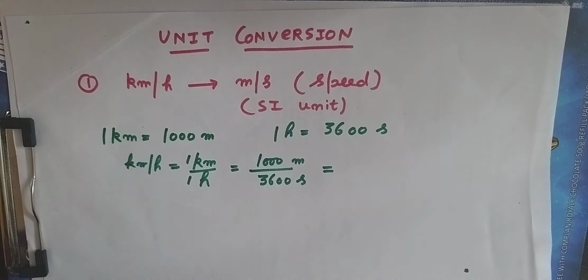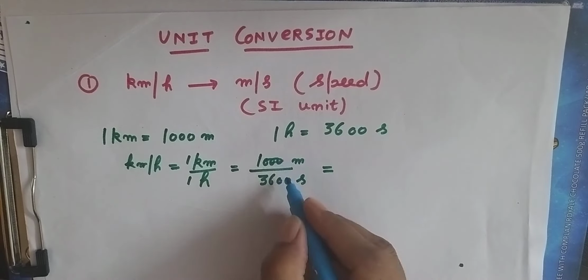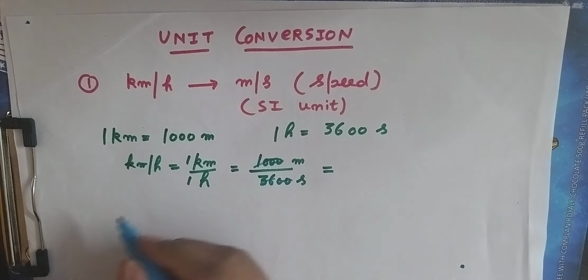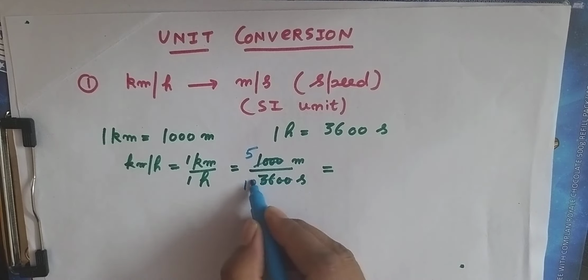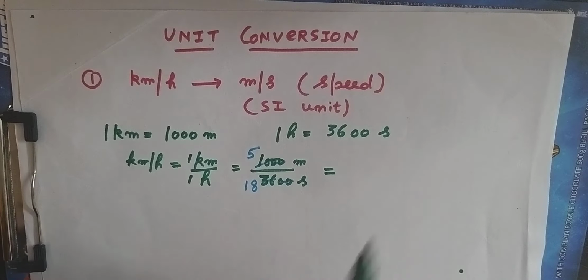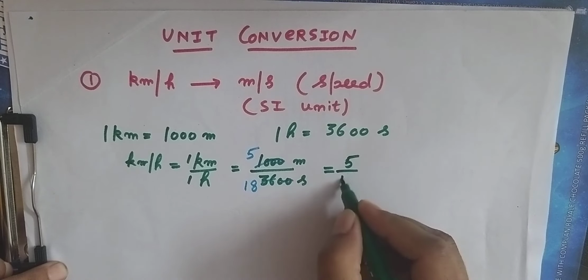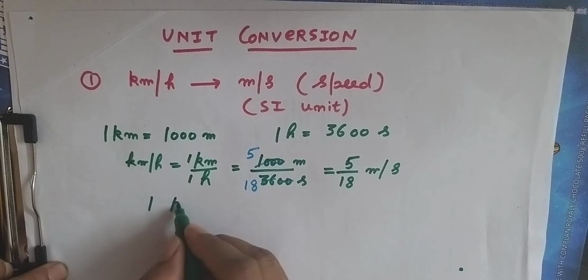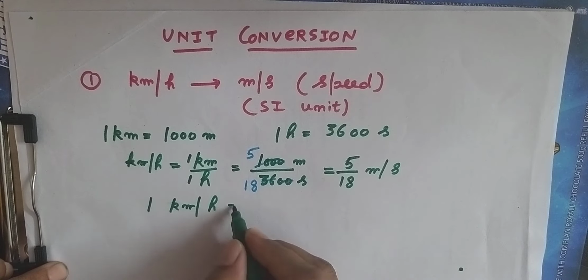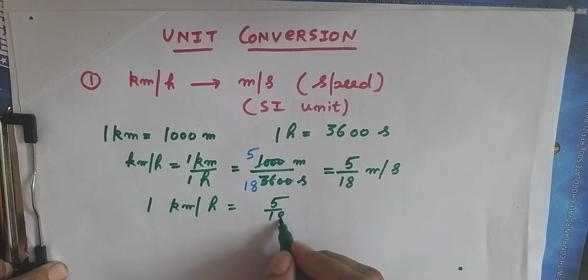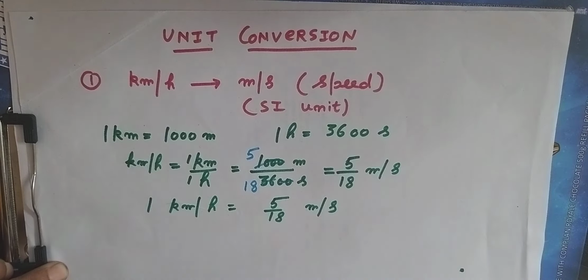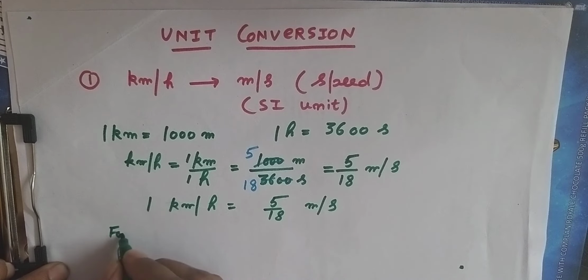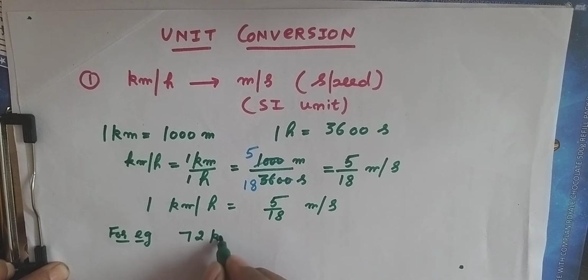Simply we can cut these two zeros and we can cancel 10 and 36 using 2. So here it will be 5 and here it is 18. So my answer will be 5 upon 18 meter per second, right? That means 1 kilometer per hour is equal to 5 upon 18 meter per second. So let's take an example. For example, you have 72 kilometer per hour and we have to change it into meter per second.